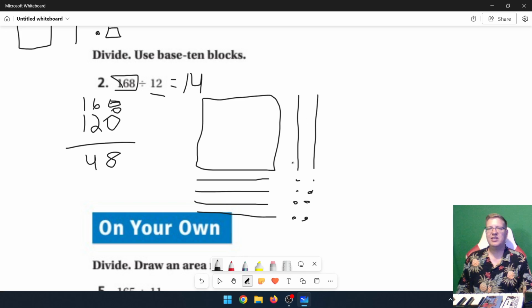And then we can go ahead and say that this represents the total amount, and we've split it up as best we can using our base 10 blocks to show 12 groups or 14 groups, depending on how you want to refer to it. And then the other numbers. So 12 groups of 14 or 14 groups of 12.